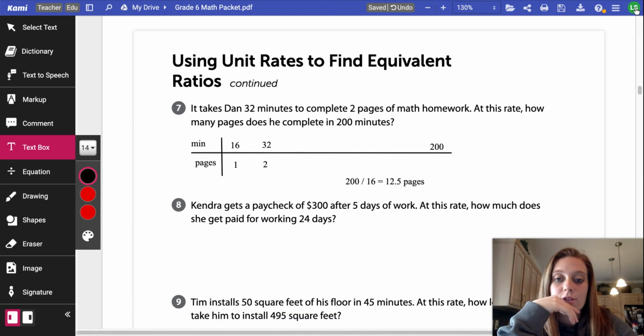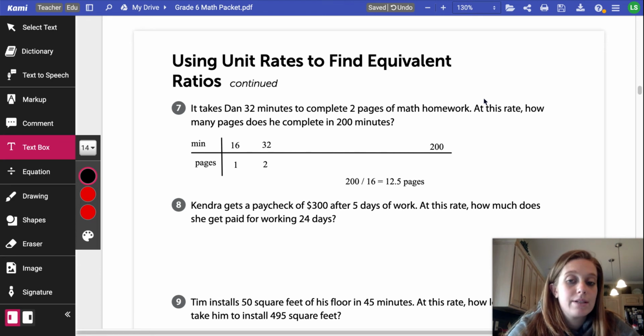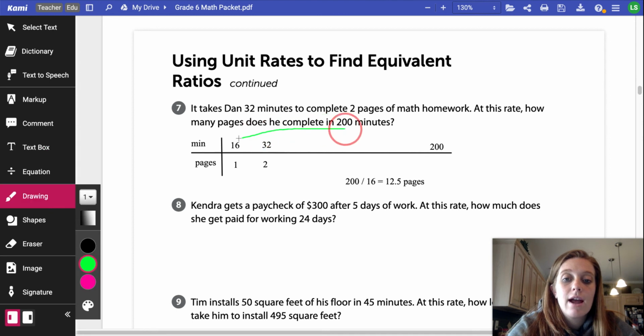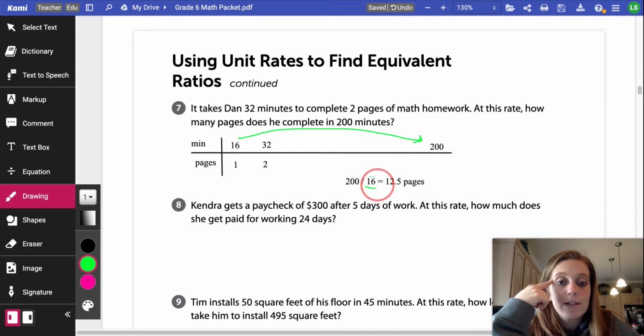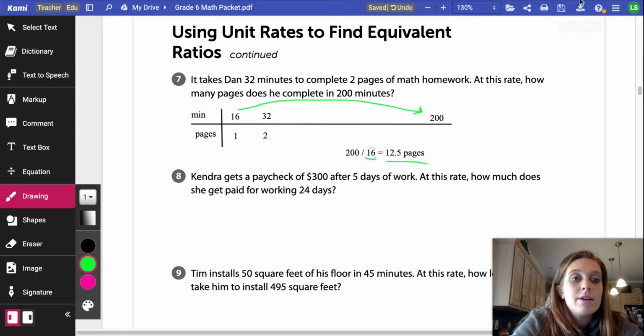All right, so for question 7, this one was a little challenging. So the original ratio was 32 minutes to complete 2 pages. I then found a rate, 16 minutes per page. And then I had a tough time originally trying to find a common factor with 16 to get a product of 200. So what I actually ended up doing is I took the unit rate of 16 minutes per page, and I used that and did 200 minutes divided by 16 pages to find out that it would be 12 and a half pages per minute. Okay, so that's for 7.